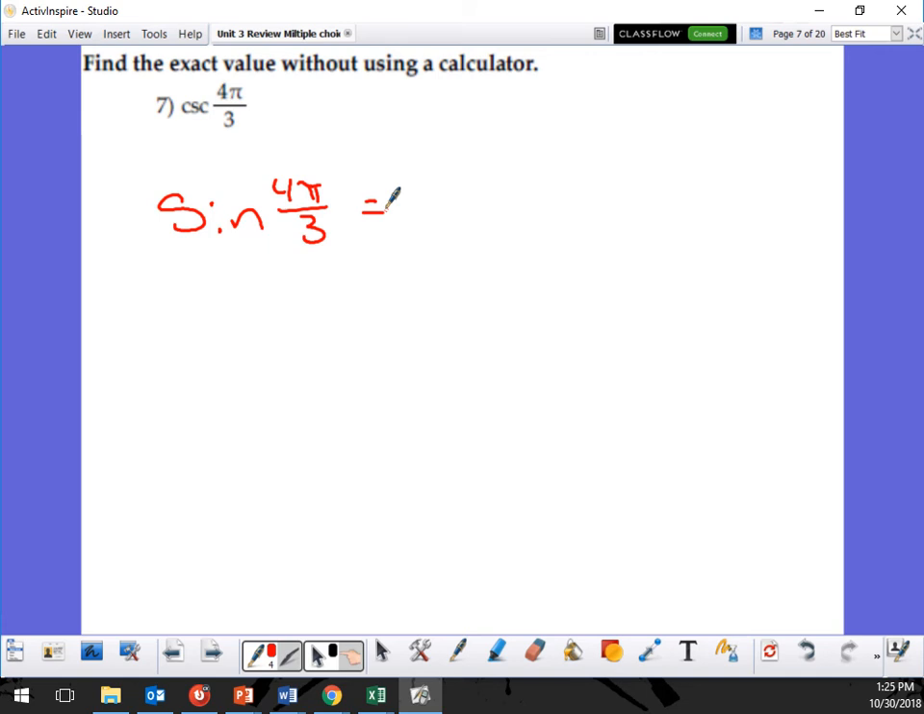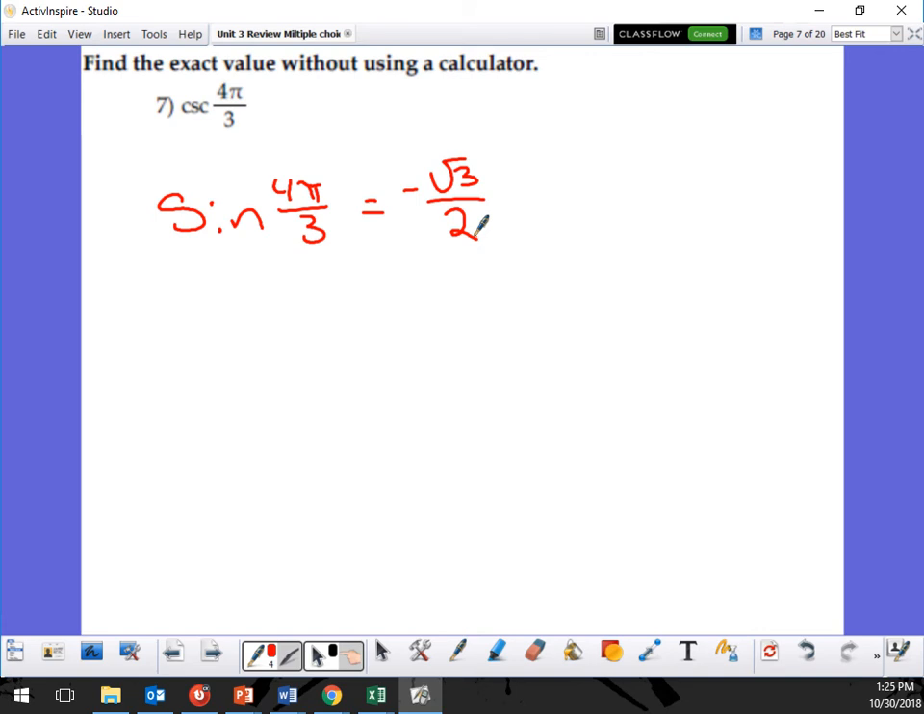Negative rad 3 over 2. We're looking for the sine, right? Yeah. Negative rad 3 over 2. Please pay attention while I'm talking, because I just said that. I am paying attention.